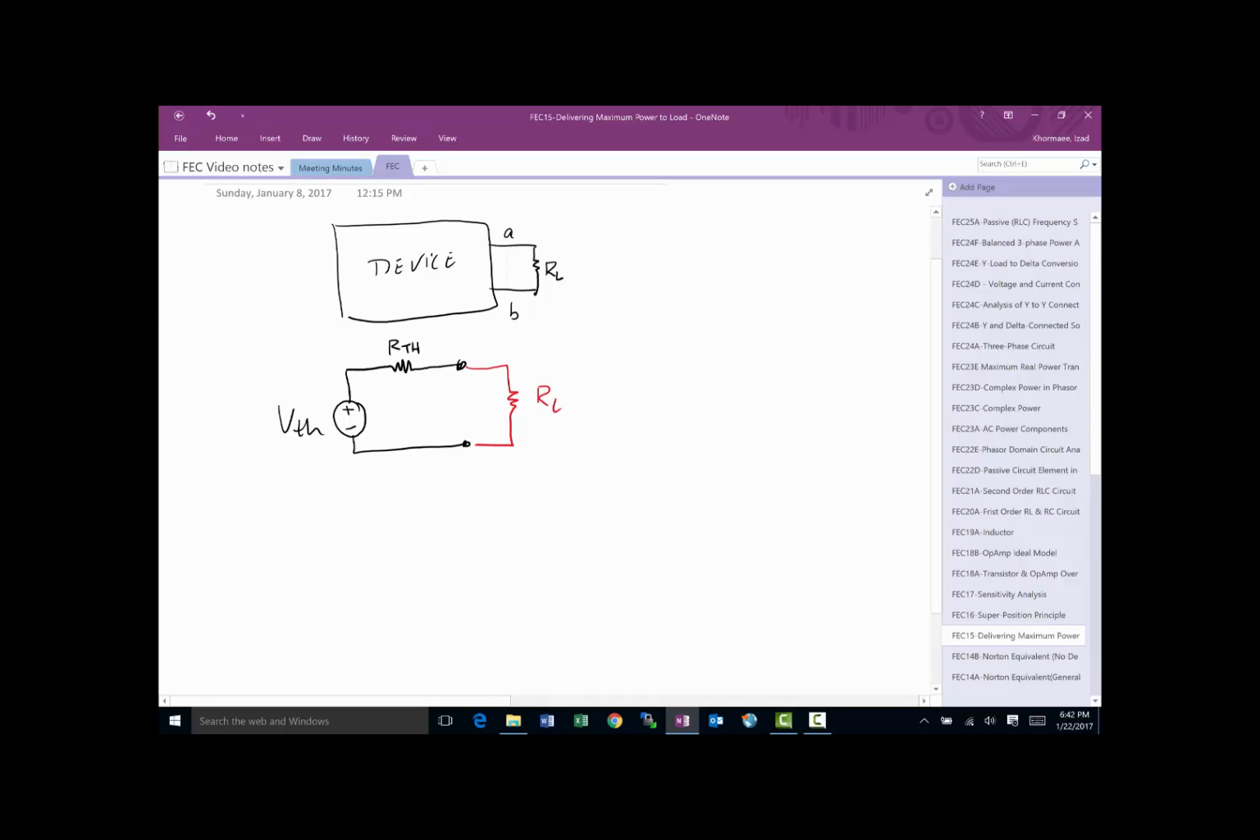So the first thing we have to do is determine what is the power that is delivered. We know the power equation is I squared RL. That would be the power that is delivered to the load. And of course, doing a little KVL, we can determine I is V Thevenin divided by R Thevenin plus R load. So this equation basically becomes V Thevenin squared divided by (R load plus R Thevenin) squared, and all that multiplied by R load.